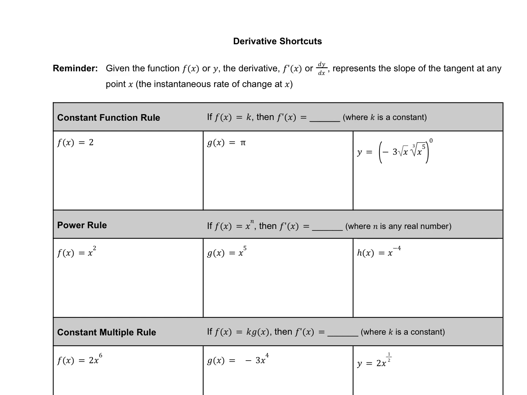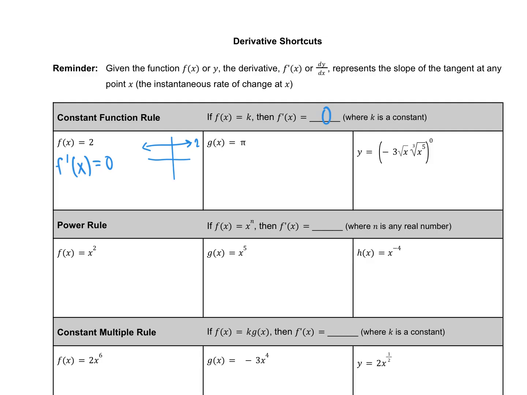So we're going to start with the constant function rule, and it just says if your function is a constant k, then the derivative is just equal to 0. And remember, the derivative represents the slope of a tangent line. So if my function is f of x equals 2, that's just a horizontal line going through 2. This is the function y equals 2. And the slope at every single point on that line is 0. And the line itself is actually the tangent line as well. So f prime of x is 0.